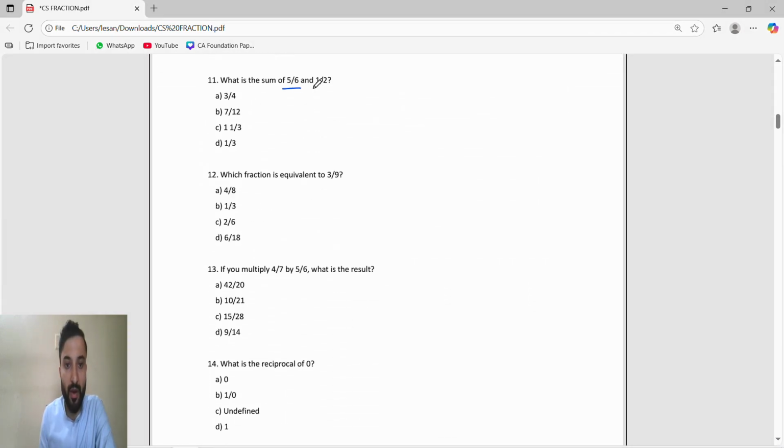What is the sum of 5 by 6 and 1 by 12? Again, guys, sum. Sum means we will do the LCM method, right? The LCM method means what? First step is multiply the denominator, 6 to the 12, and then cross multiply. 2 5 the 10 plus 6 1 the 6. So 10 plus 6, 16 by 12. 16 by 12 is not in simplest form.